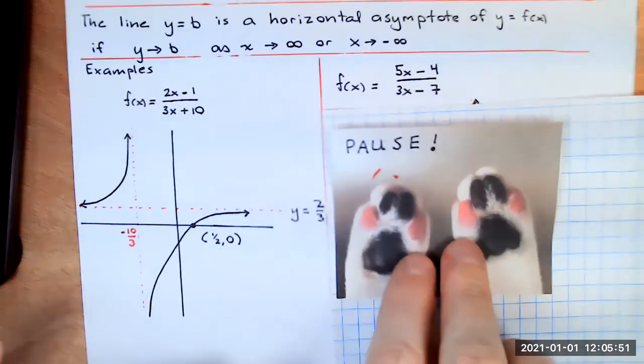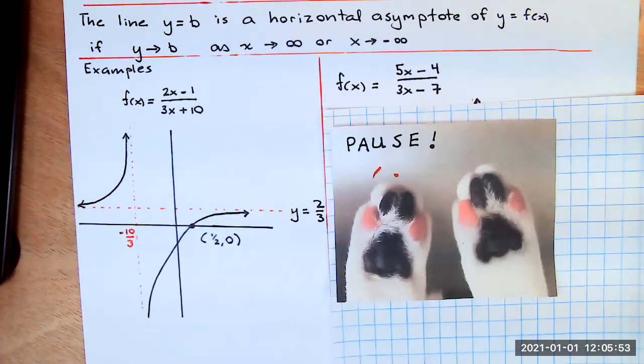All right, so let's look at this example, and I would definitely hit the pause button and ask yourself 3 questions. Are there going to be any vertical asymptotes? Where would they be? Will there be an x-intercept? And where will that be? And do you think this function will have a horizontal asymptote? And can you guess what that would be?